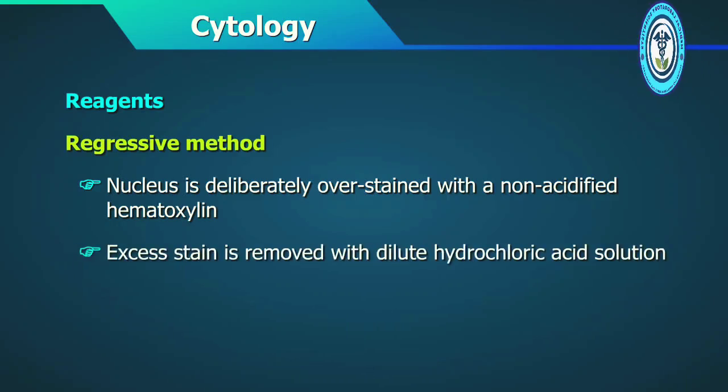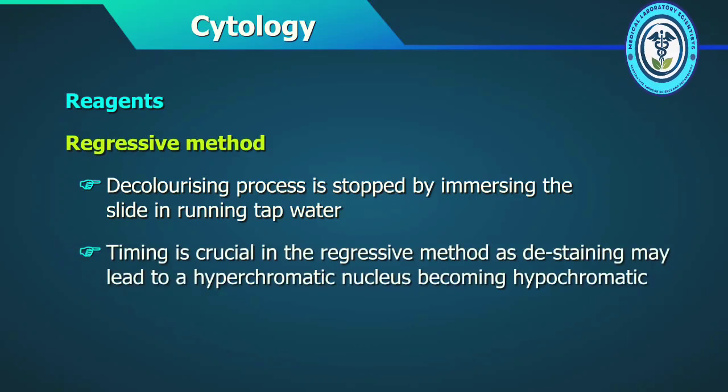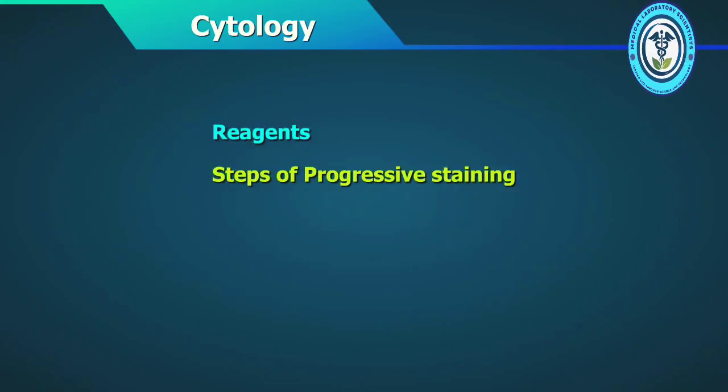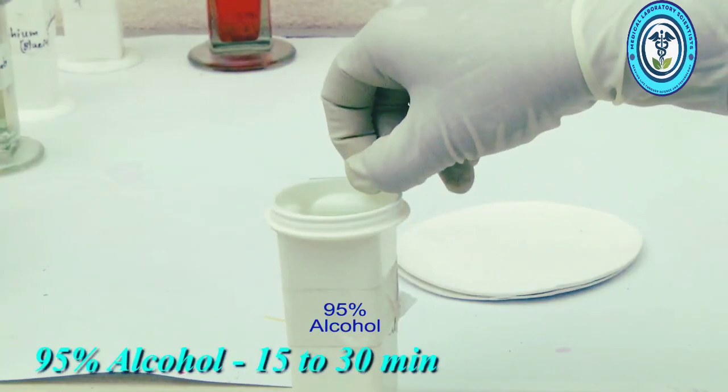The excess stain is removed with dilute hydrochloric acid solution or acid water. The decolorizing process is then stopped by immersing the slide in running tap water. Timing is crucial in the regressive method as destaining may lead to a hyperchromatic nucleus becoming hypochromatic. Steps of progressive staining. 95% alcohol for fixation, 15 to 30 minutes.